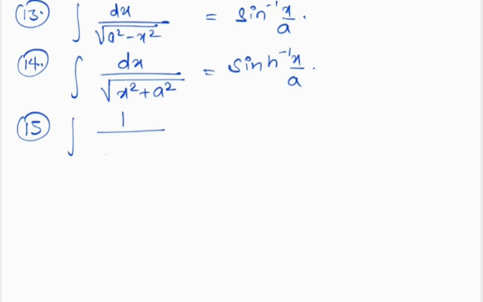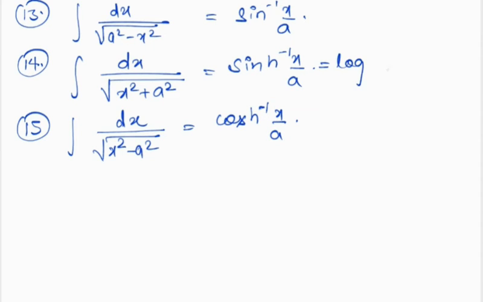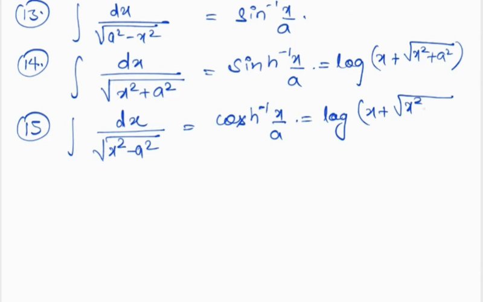Integration of 1 by under root of x square minus a square dx is cos h inverse x by a. We also write this equation as log of x plus under root of x square plus a square, and this equation we write it as log of x plus under root of x square minus a square.